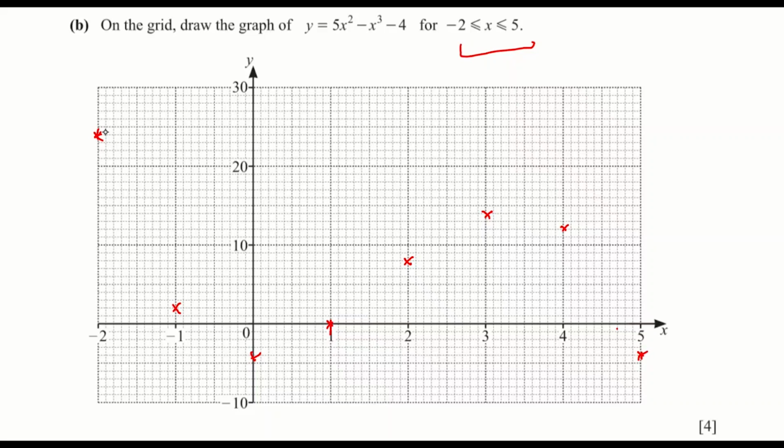Okay, so we need to connect these points together. If you have a French curve, you can use a French curve to do this. But as for me, I'm going to use a freehand sketch to join these points together. This is what you get when you make use of your French curve.